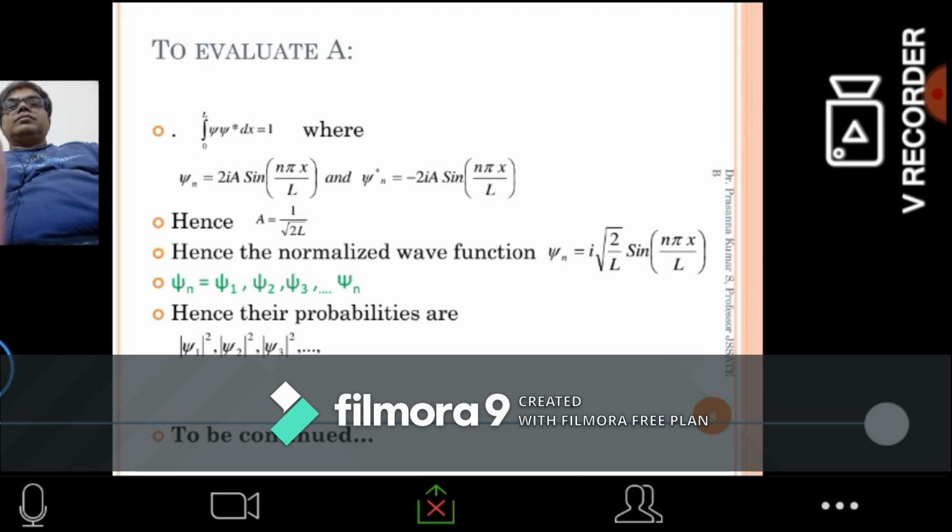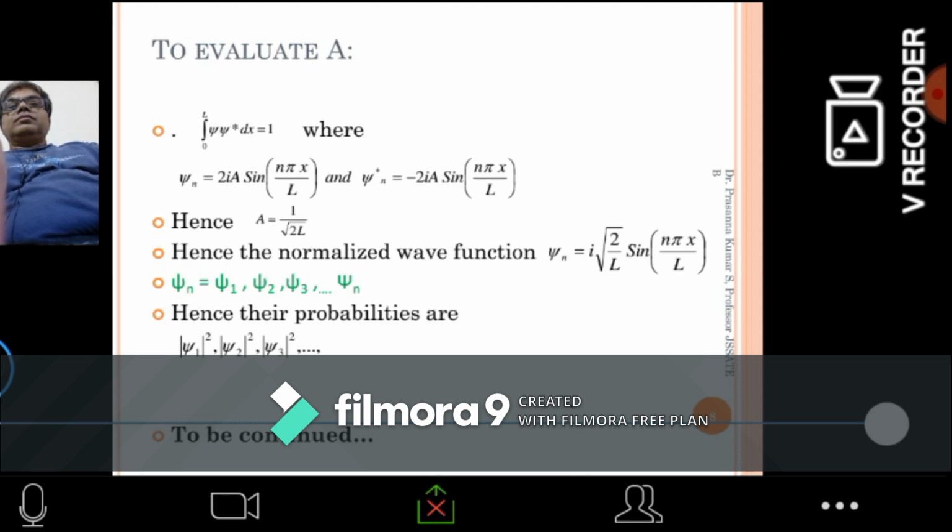So now you take these two expressions within the integral, that is you take the product, and if you do the integration, you will finally get the value for a. If you solve this integral, that is psi n along with psi n star dx equal to 1, then you will get the value for the constant, that is a is equal to 1 by root of 2.